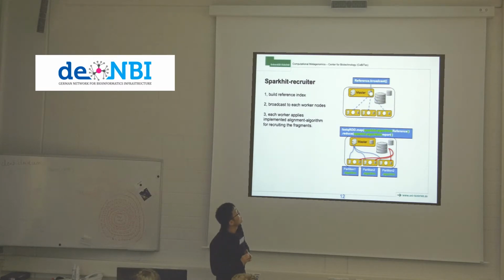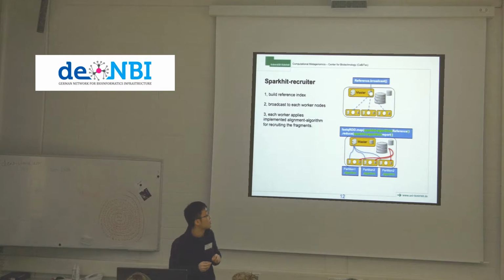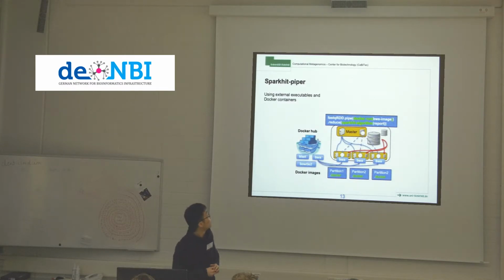What Spark does is that we build the index on just one node, the master node or driver node. Then we broadcast this one piece of reference index to each of the worker nodes. Each worker node then maps its partition of the sequencing data, the NGS data, to the reference index and gives you feedback of the results. This process is quite simple because it's divide and conquer.